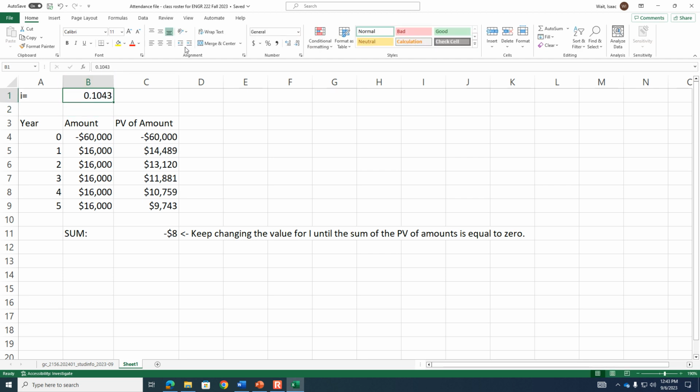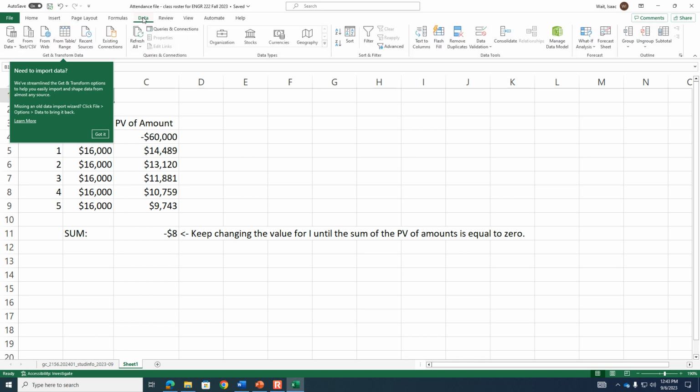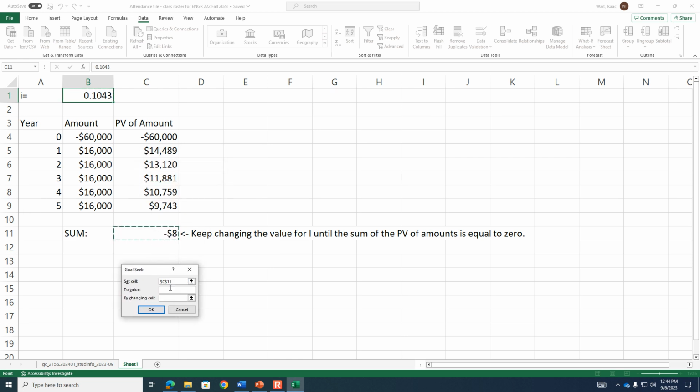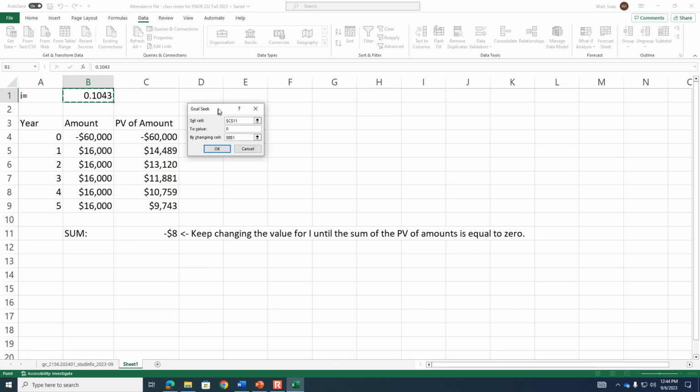And so let me just show you that. If you go Data, What-If Analysis, Goal Seek, my goal is I want this to be equal to 0 by changing the interest rate. So when I click OK, it's going to change the I value a bunch of times, I guess automatically, until the sum is equal to 0.